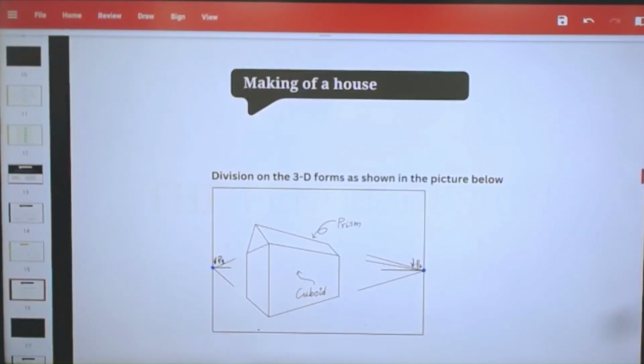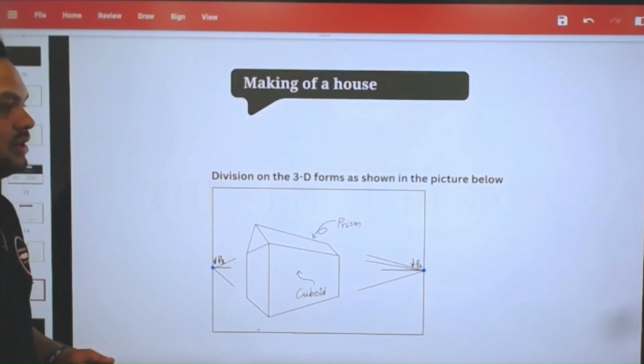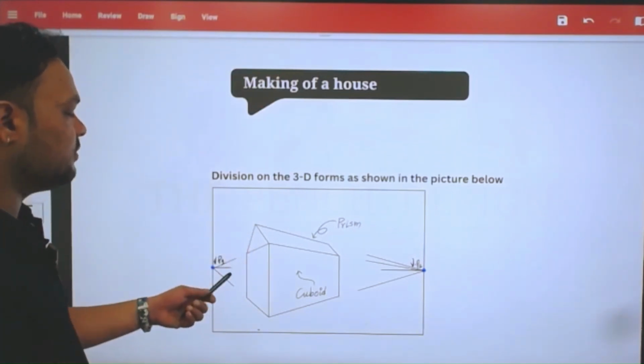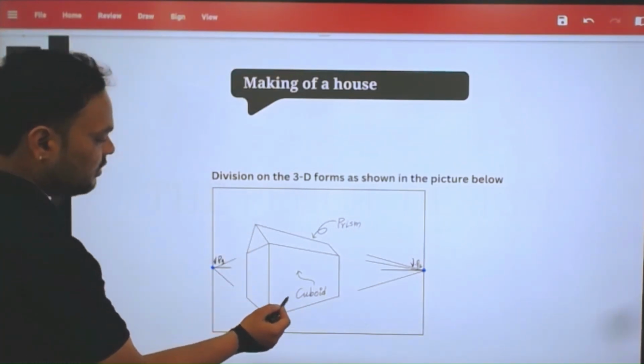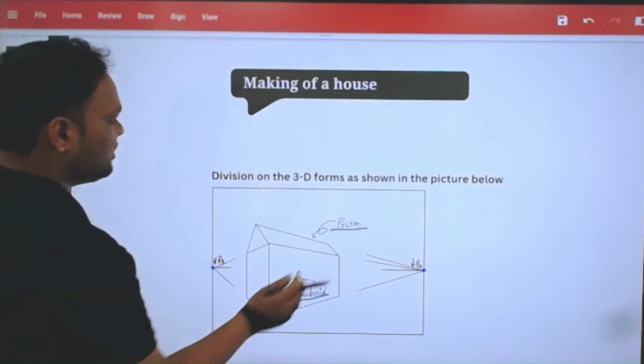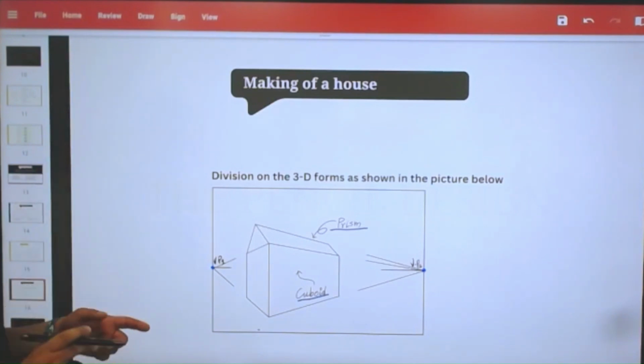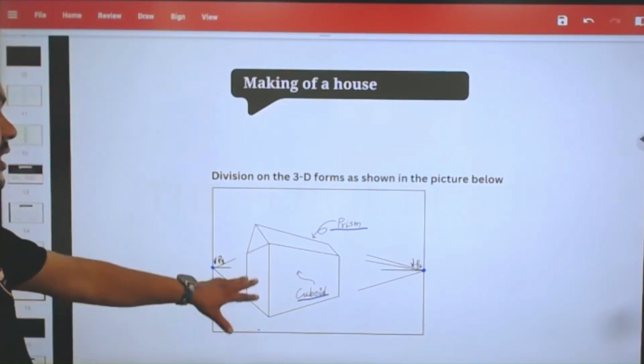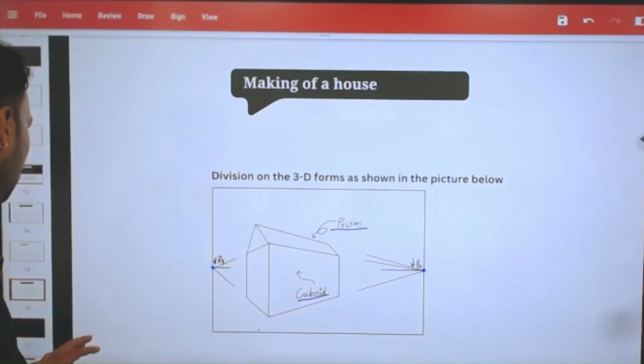And this is the 3D form as shown in the picture. It's kind of a house, but if we separate them, so this lower part is the cuboid and upper part is the prism. With the combination of a prism and a cuboid, we can create a house like this.